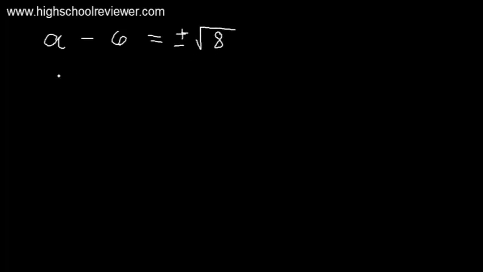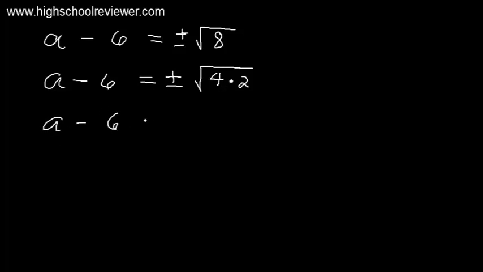Now we can simplify 8. Okay, so we will have here a minus 6 equals plus minus. So the factors of 8 will be 4 and 2. So this will be 4 times 2. So we will have here a minus 6 is equal to plus minus the square root of 4, which is 2. And we will have here the square root of 2.